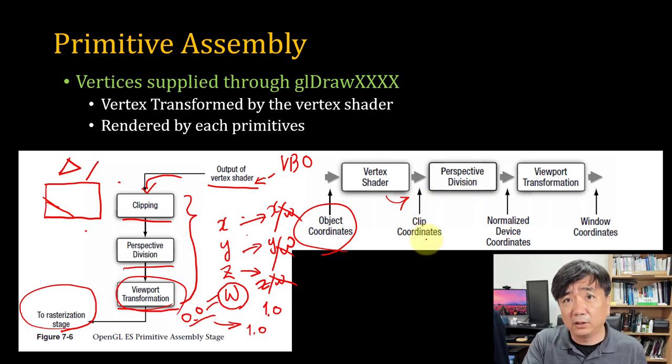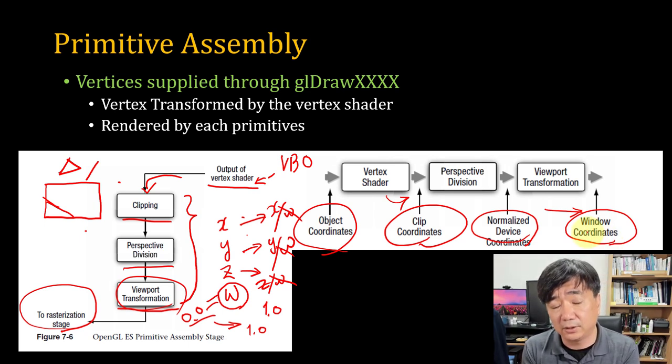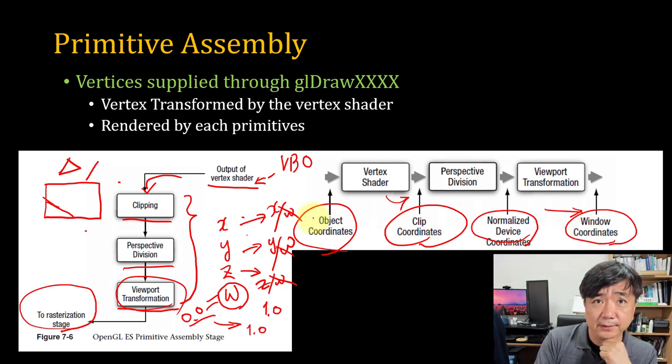Normalized, and then some clip coordinate, and then perspective division, then it goes to normalized device coordinate, and then viewport transformation, the window coordinate is generated. Okay, but the problem is we cannot control anything in this part.